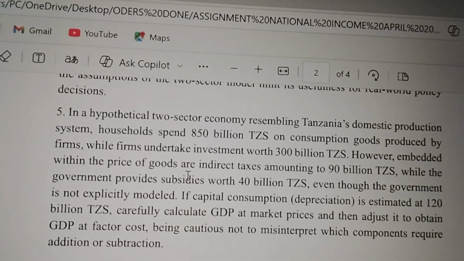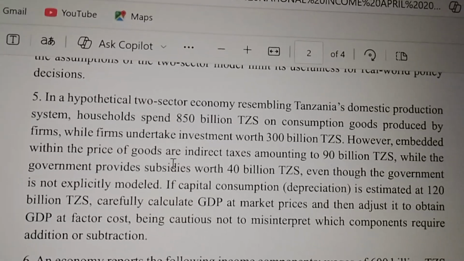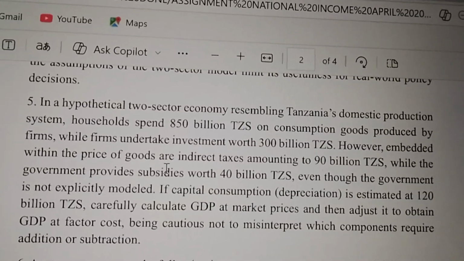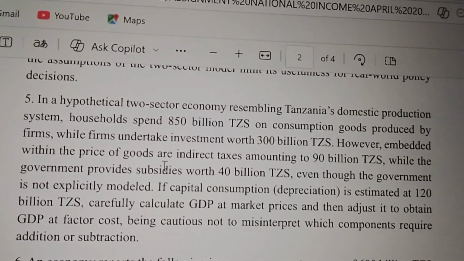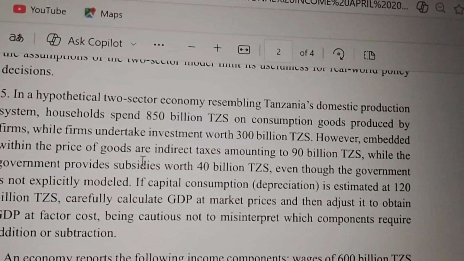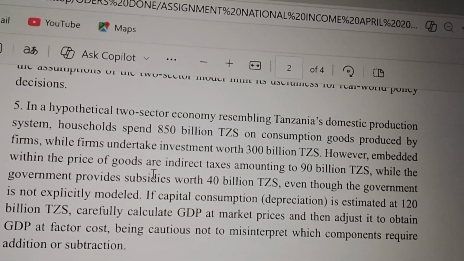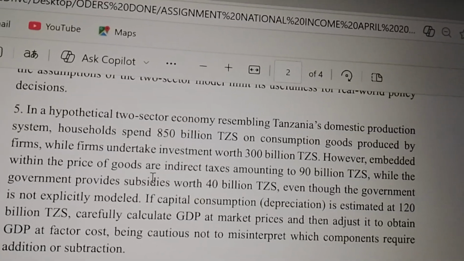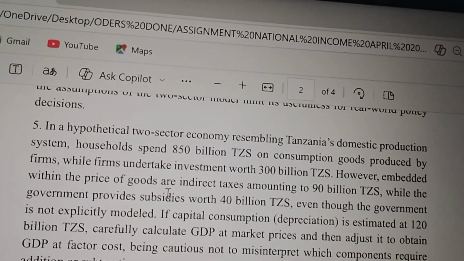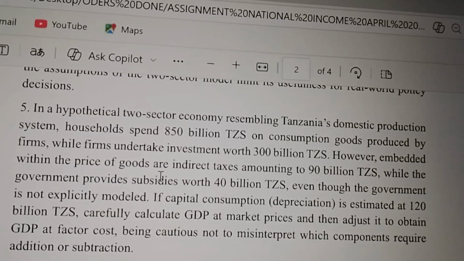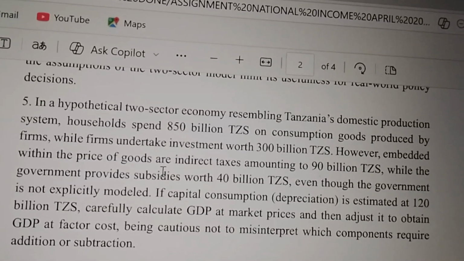A good day. Today we continue with our example on national income topic. Question number 5: in a hypothetical two-sector economy resembling Tanzania's domestic production system, households spend 850 billion Tanzania shillings on consumption of goods produced by firms.